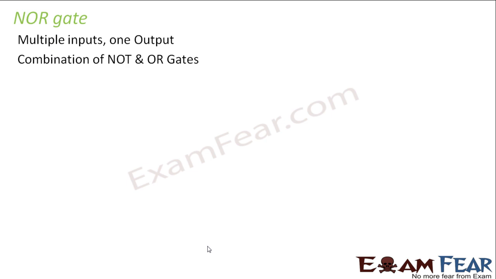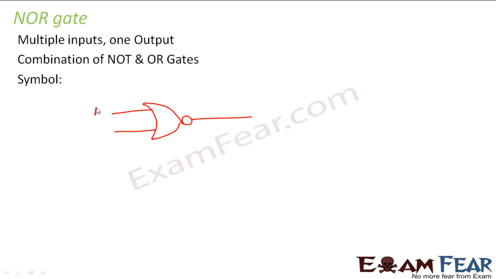And then the last one, that is NOR gate, which is on the same lines as NAND gate. It has got multiple inputs and one output. It is a combination of NOT gate and OR gate. So in this case, the symbol, I think you can guess how it would be. OR gate with a NOT. So this is how your NOR gate will look like. This is A, this is B, and this is Y. So the logical relationship would be Y is equal to A plus B bar. So this drives your NOR gate.